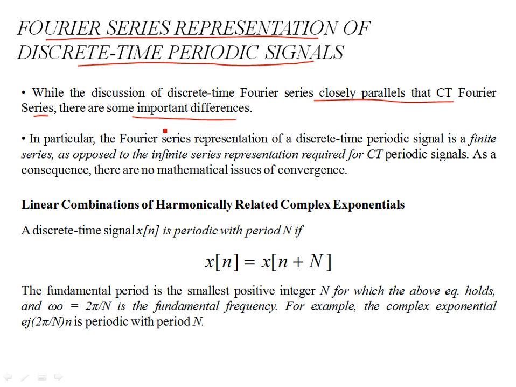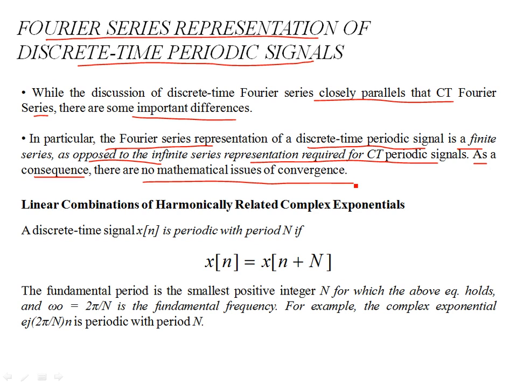First of all, in the continuous time Fourier series representation, we were using harmonically related complex exponentials to represent a continuous time periodic signal. Over here, we're going to use discrete harmonically related complex exponentials. But the difference is that this series is finite. It's not infinite. So the Fourier series representation of a discrete time periodic signal is a finite series, as opposed to the infinite series required for continuous time periodic signals. As a consequence, there are no mathematical issues of convergence, because we are looking at a finite series which is convergent by all means.